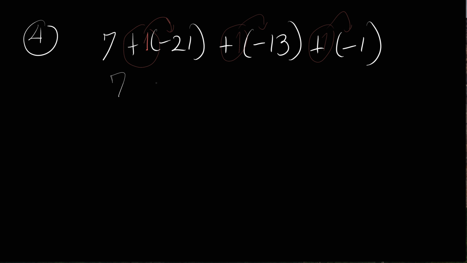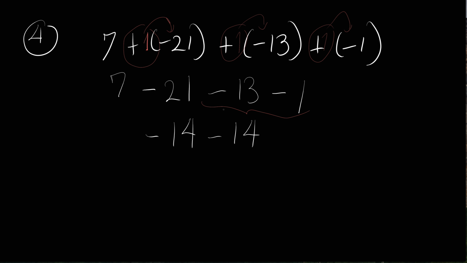So it's a positive 7 and a negative 21 and a negative 13 and a negative 1. So 7 minus 21 is going to give you negative 14, and this combined together, this negative 13 and this negative 1, this could give you a number of negative 14 again. So you have a negative 14 and a negative 14. Applying the rule, you're going to obtain negative 28.